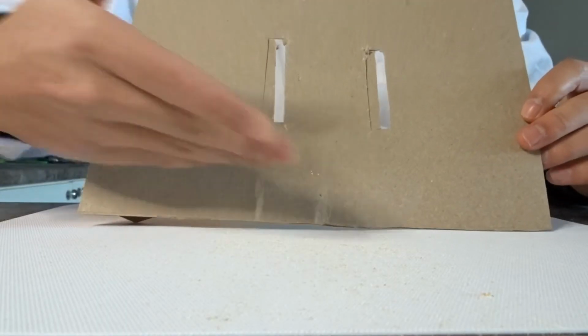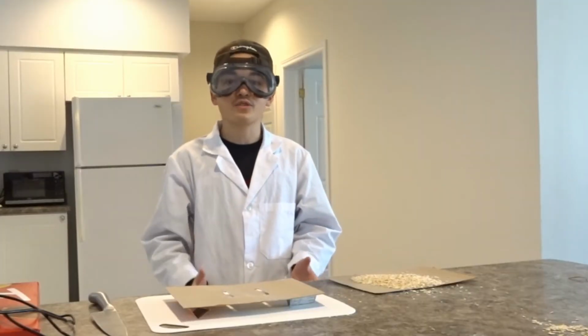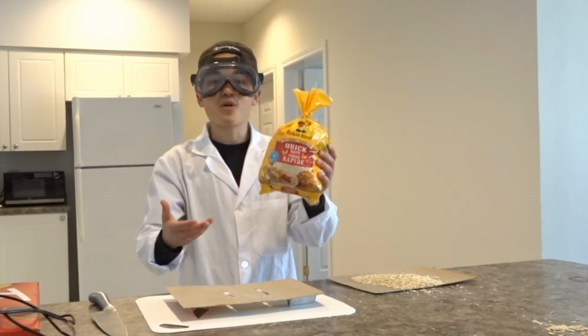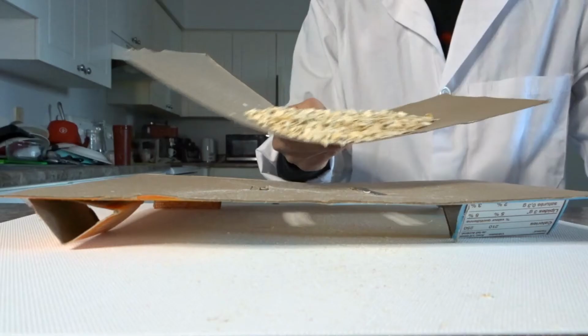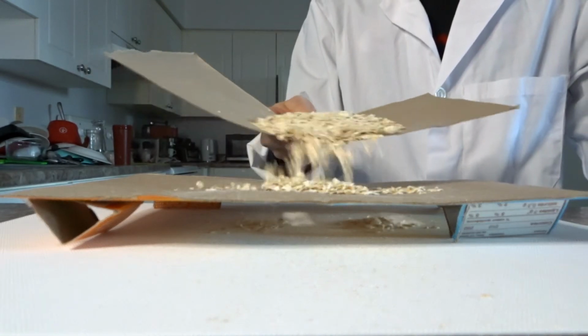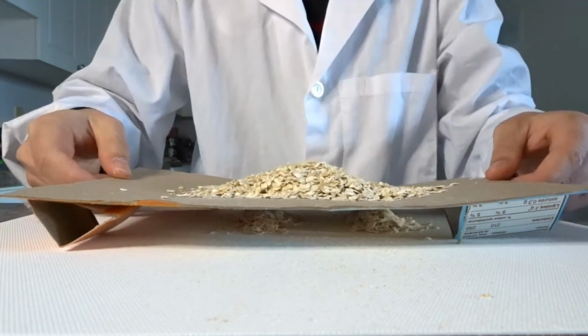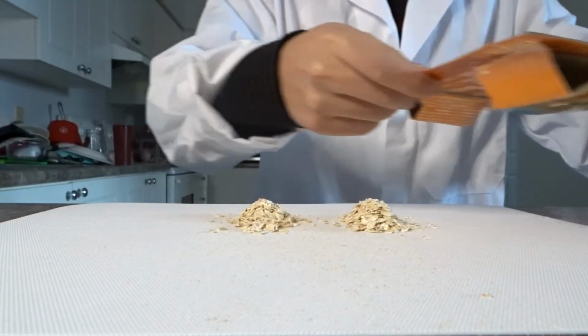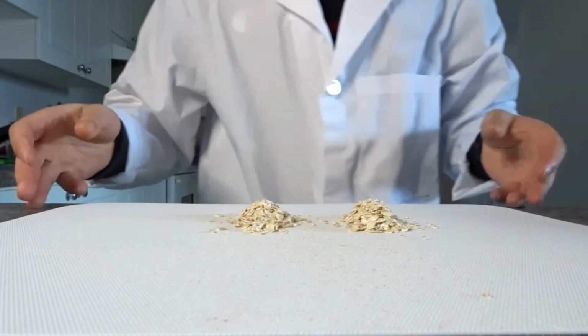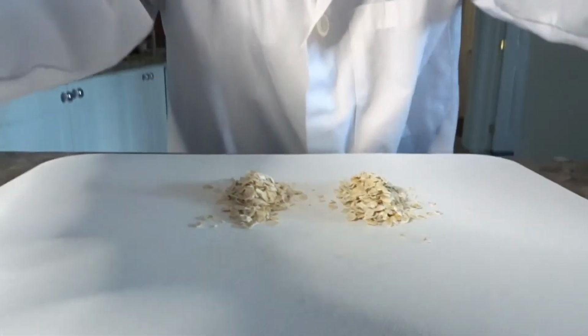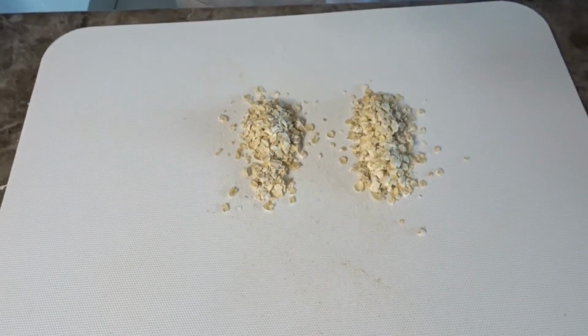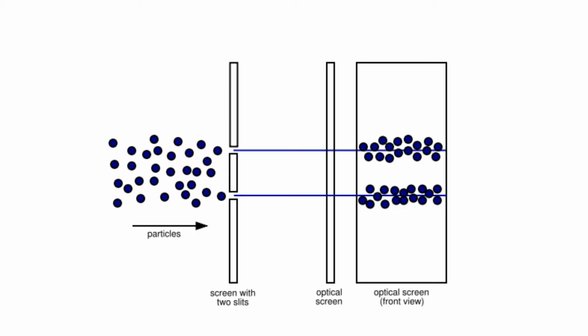with a double slit. To demonstrate how particles will act through a double slit, I will use this bag of oats and pour it through the two slits. As we pour the oats through the two slits, we can see how it is starting to form two separate mounds with the smaller amount of particles found outside of the region that is directly under the slits. This is what is expected when you shoot particles through the two slits.